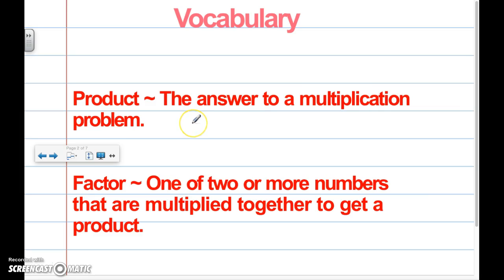So, for your example, you could write a problem, and you circle the product, which is the answer to a multiplication problem, like 5 times 2, and you can circle the product. For a non-example, you can think of something that is not an example for that.